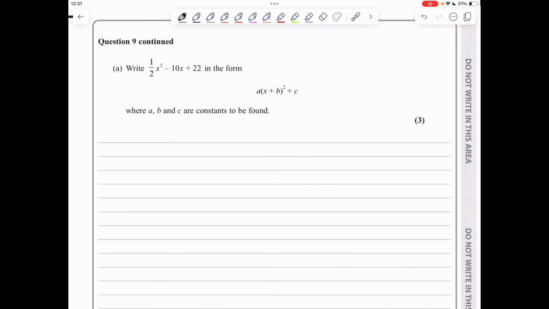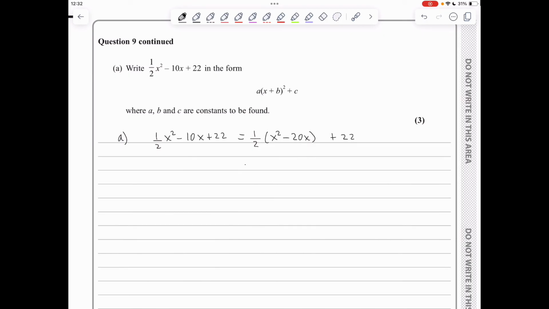In question 9, the first part, we are asked to write a half x squared minus 10x plus 22 in this form, where a, b, and c are constants to be found. So in other words, we are asked to complete the square. So we've got a half x squared minus 10x plus 22. I will start by forcing a factor of a half. So we've got a half brackets x squared minus 20x, and I leave the plus 22 on its own there.